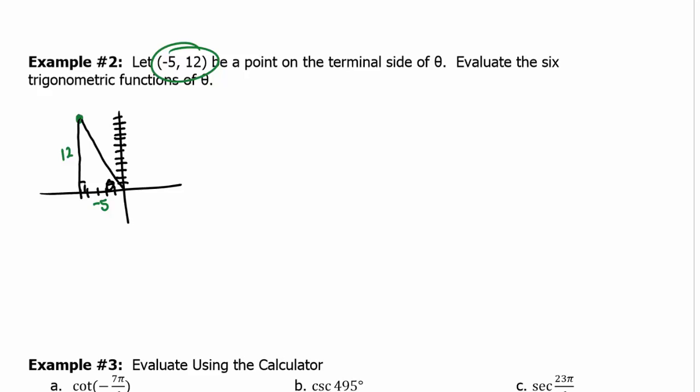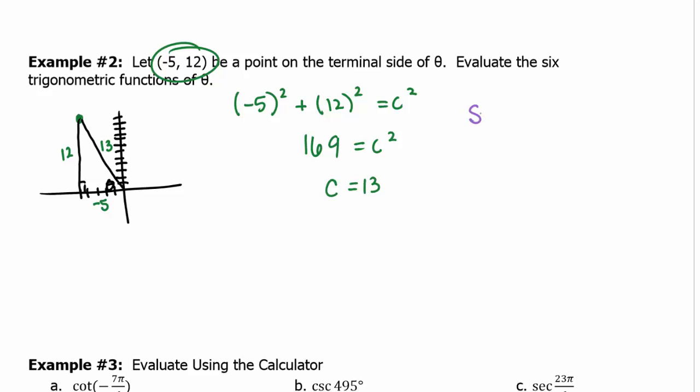So again, we have to find the hypotenuse. So (-5) squared plus 12 squared equals c squared. So 169 equals c squared, which makes c equal to 13, because the square root is 13. So once I have all 3 sides, I can find my 6 trig functions. So sine theta, cosine theta, tangent theta, cosecant, secant, I'm running out of room, and cotangent.